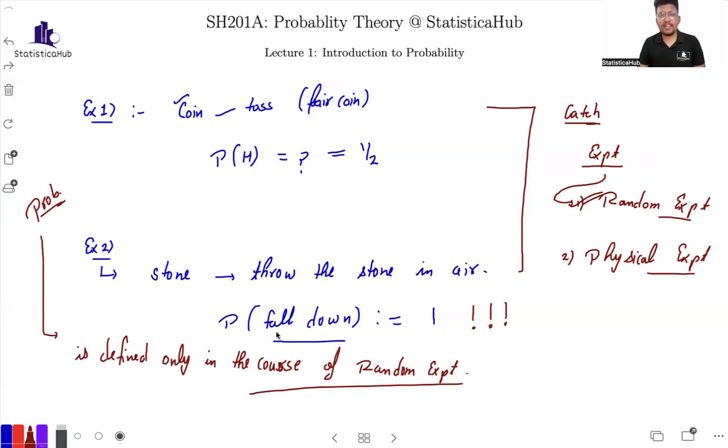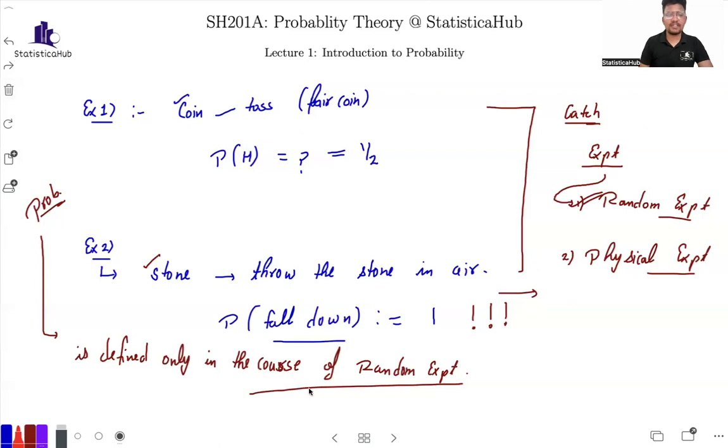On the other hand, if I go for the stone example, when I throw the stone in the air, then I know it will be coming back. But you can see there is no randomness. I'm not the Hulk that I will throw the stone and it is going into space. That is practically not possible from my end. I'm just a human being. So if I throw the stone in the air, it is coming back due to gravity.